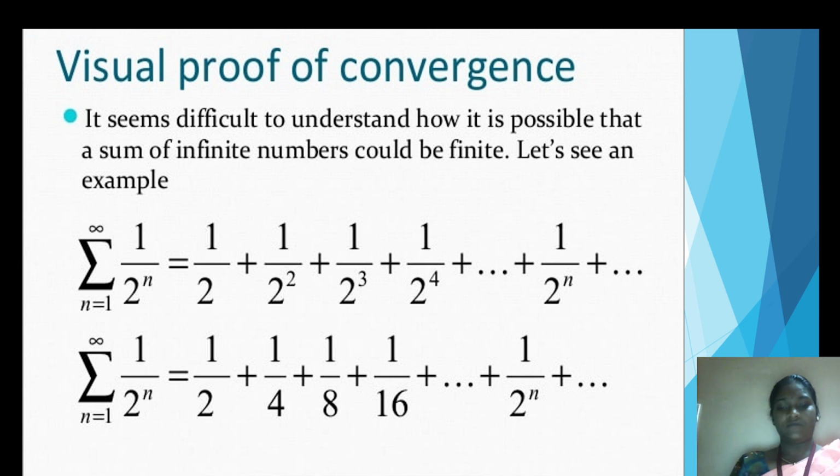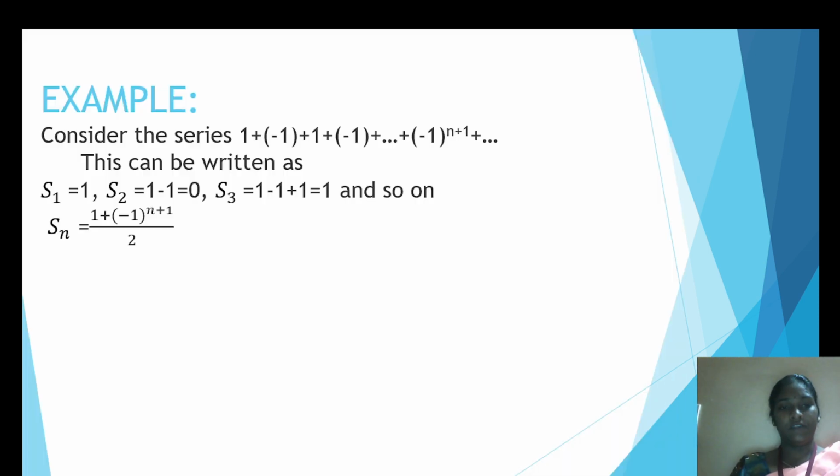Next thing we are going to see is the example for a divergent series. You are taking one series, that is 1 plus -1 plus 1 plus -1 plus and so on, plus (-1)^(n+1). In this series, the first term is u1, -1 is u2, 1 is u3, and -1 is u4, and so on. Here these are the terms of the series.